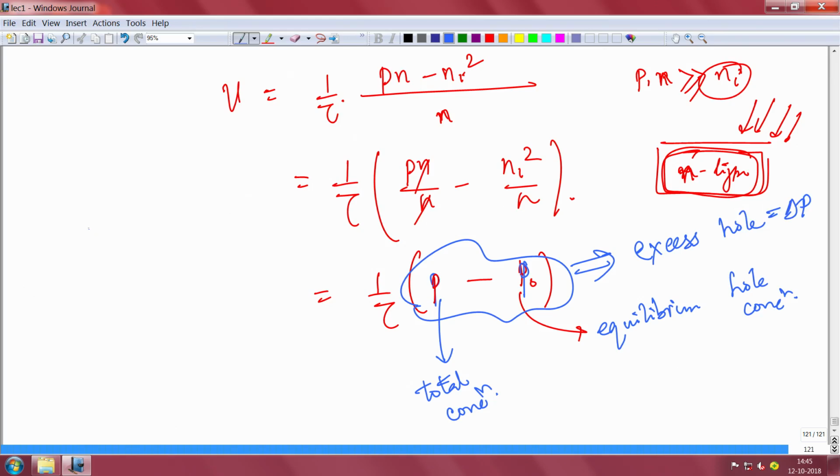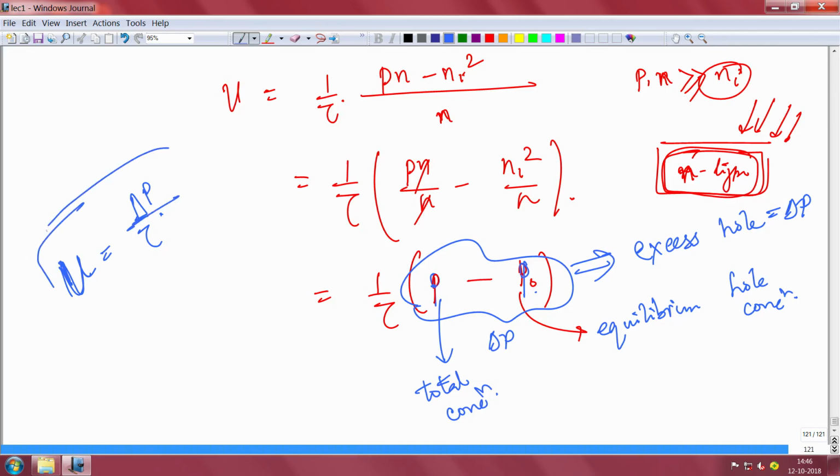See, you have a baseline p naught, which is the equilibrium concentration. On top of that, you are shining light and generating some excess carrier delta p. The total is p, the total hole concentration. So, p minus p naught gives you delta p. So, in other words, if I write this equation again, it means that U, the total recombination rate, is equal to 1 by tau times delta p. So, this is delta p by tau.